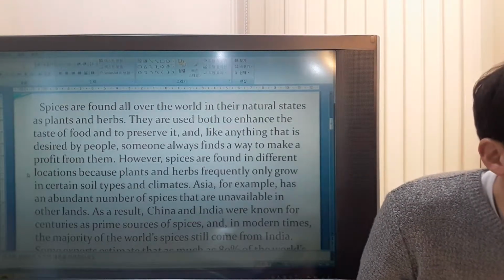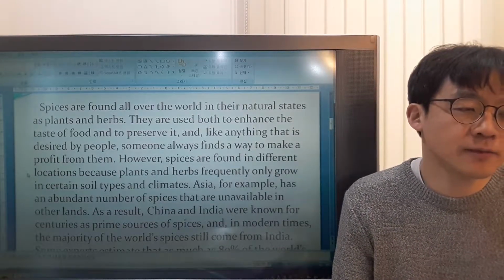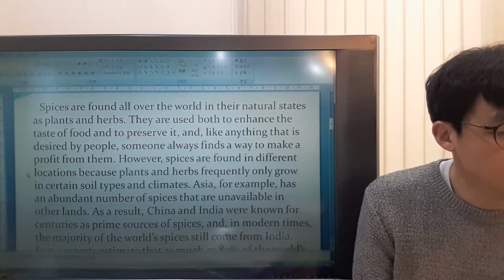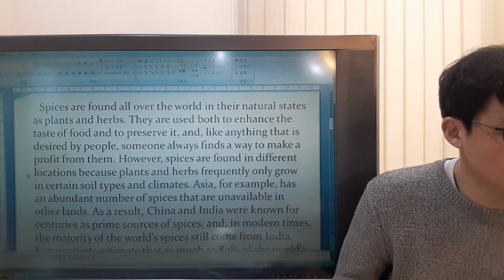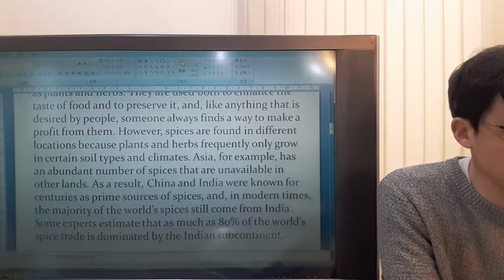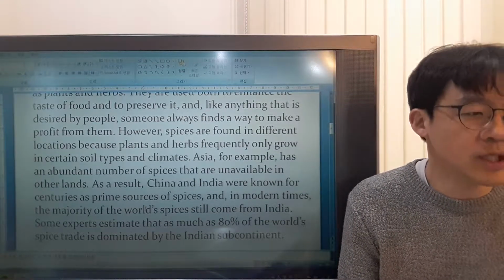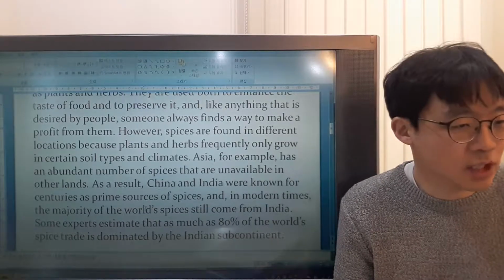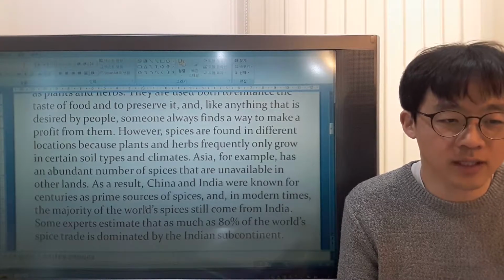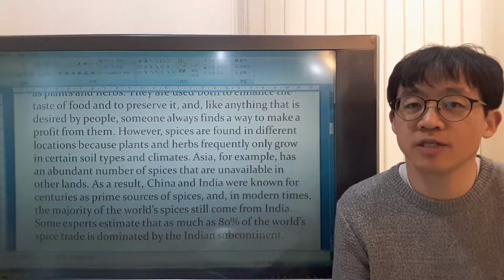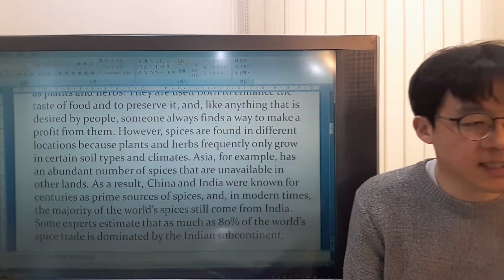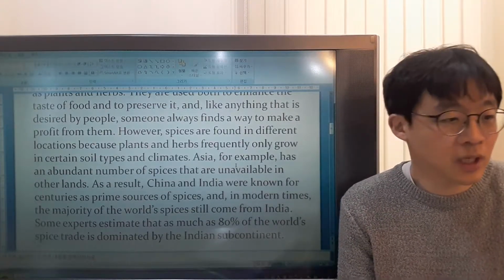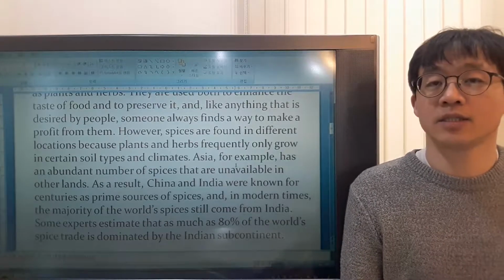All right. Enhance means to improve. Preserve means to keep something in a good state or make it not change. Profit is the money that you earn, okay? But the spices are found in different places because some plants and herbs only grow in certain soil types and climates. And Asia has a lot of these spices that are unavailable in any other places. Abundant means plentiful, having a lot. And China and India were known for hundreds of years as the main source of spices. And in modern times, a large part of the world's spices still come from India.